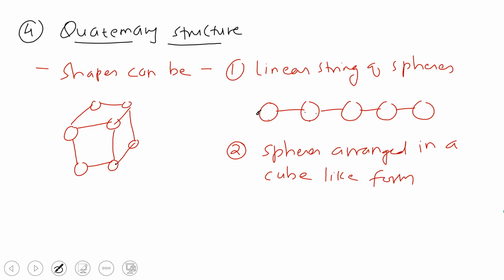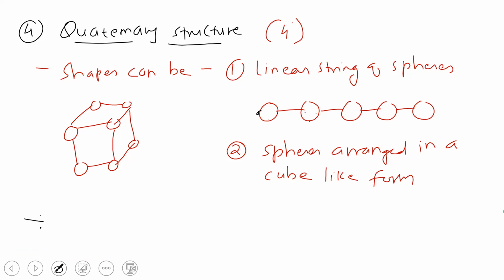In this manner, with these shapes, you get to see the quaternary structure. This structure is mainly an assembly of more than one polypeptide. So basically it is more than one polypeptide.